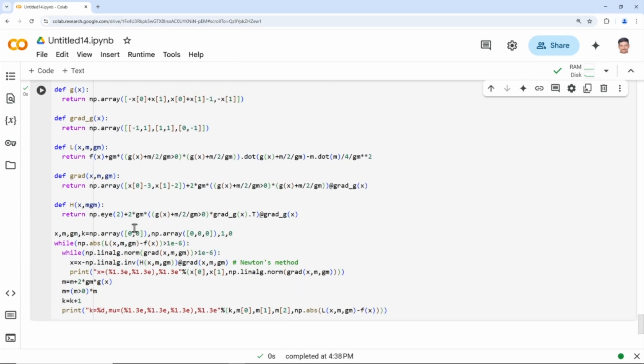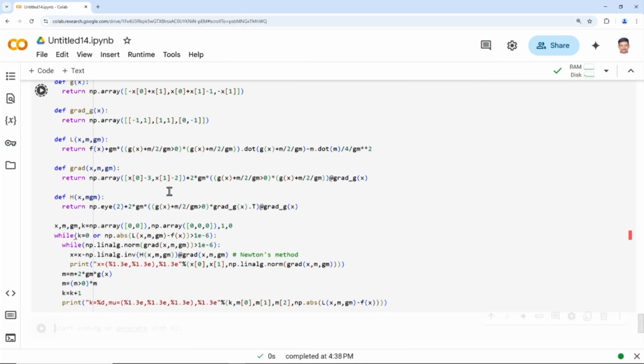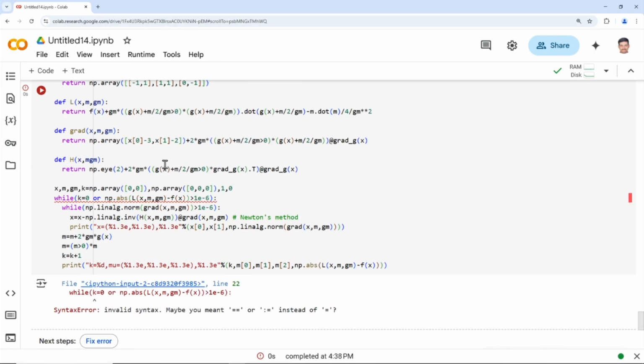Okay, so since I have put 0 comma 0, it is a feasible point. So I need to add k equal to 0. That's the first step. Sorry, k equal to 0.